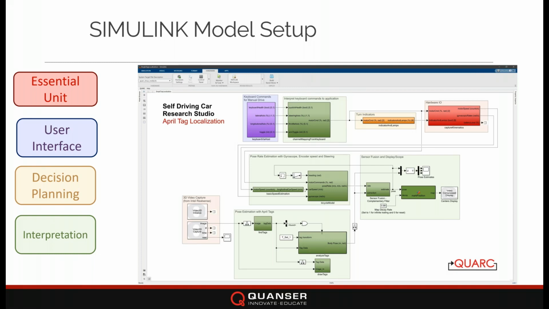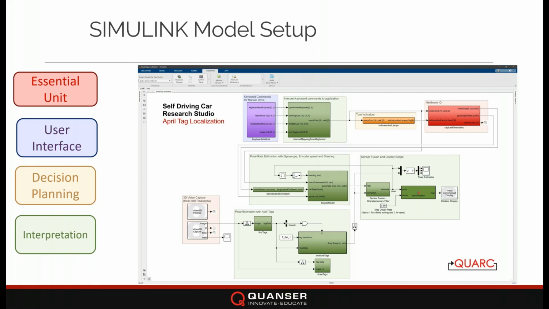It allows me to capture my images, to do some interesting processing, even add some logic for my indicators, whether my car is turning left or turning right, so that I can better emulate what a real car would be doing. And so the breakdown here, color coordinated, is what the intent of each of the subsystems in my Simulink model are meant to be doing.